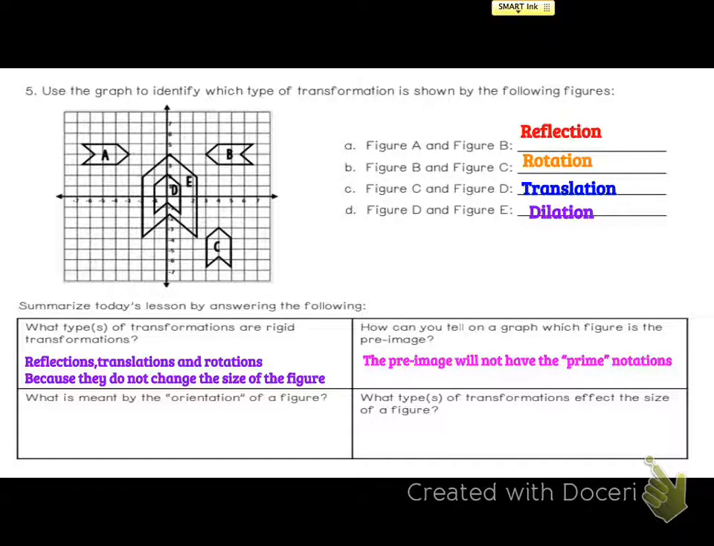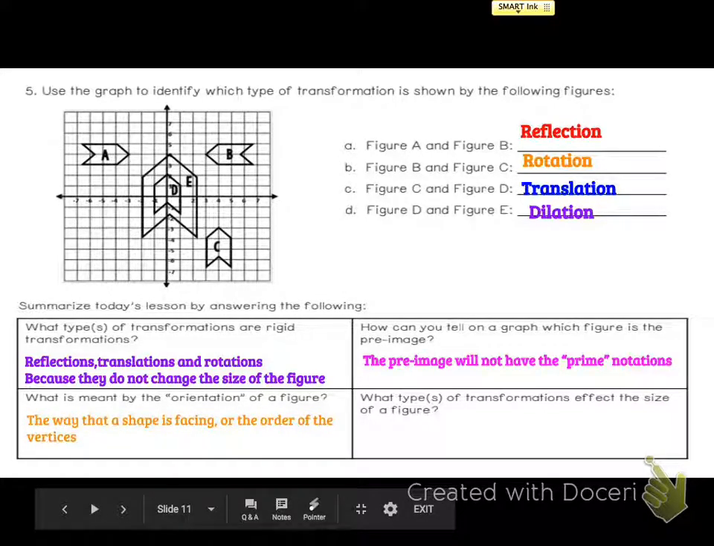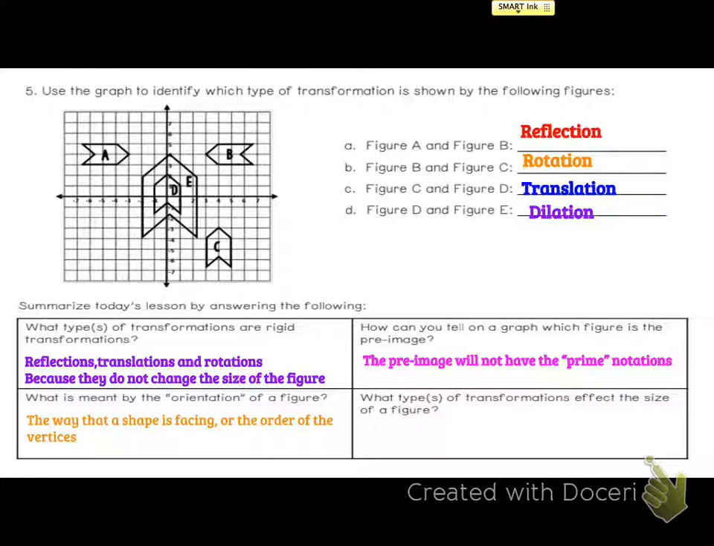What is meant by the orientation of a figure? What did we say was meant by an orientation of a figure? We said it's the way the shape is facing or the order of the vertices. Think about the vertex, it's the center, okay? When we talked about angles, the two angles that shared the vertex, it shares the vertices, so it's the center.